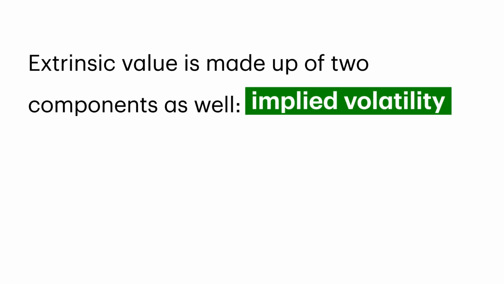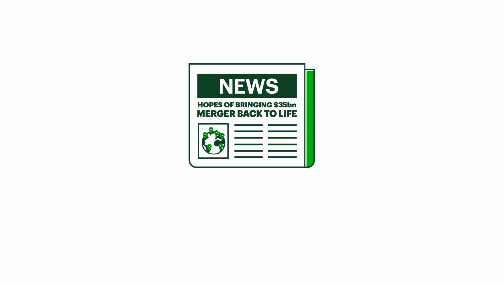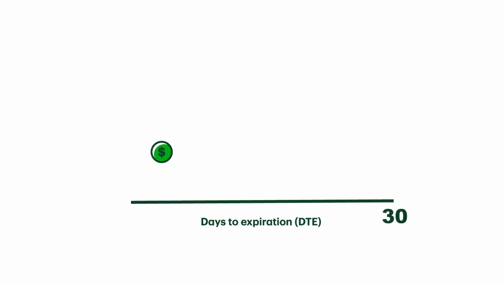Extrinsic value is made up of two components as well, implied volatility and days to expiration, or DTE. Volatility is influenced by many factors, including market uncertainty and significant company news, such as an upcoming earnings announcement, just to name a couple. And days to expiration, well, that one's fairly straightforward. The longer the DTE, the higher the time value, as there is more time for the option price to change. However, it's important to understand that time value decreases exponentially as the option's expiration date draws closer.